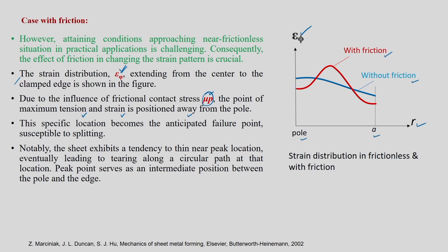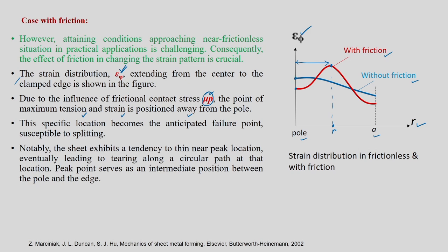So, it will have some value at the pole region, and at a particular location, let us say R, it will be maximum, and then again it will diminish. So, when compared to the without friction case, this is very different. You will see that the peak value is going to happen not at the pole, but a little away from the pole. This much distance away from the pole it is going to change. Whereas this is the pole region.